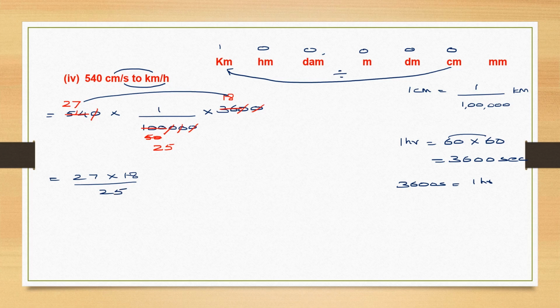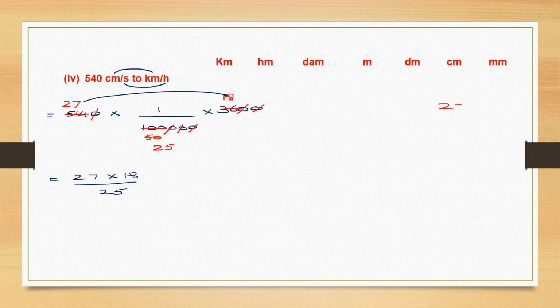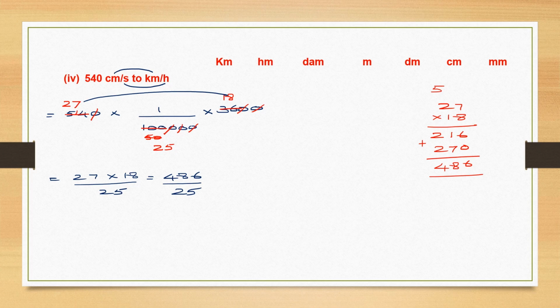Now let's do this multiplication and division. 27 into 18. 8 sevens are 56, carry 5, 8 twos are 16, plus 5 is 21, 0, 1 sevens are 7, 1 twos are 2, plus 1 plus 7 is 8, 2 plus 2 is 4. So multiplication we have done, we've got 486. Now we have to divide this by 25.